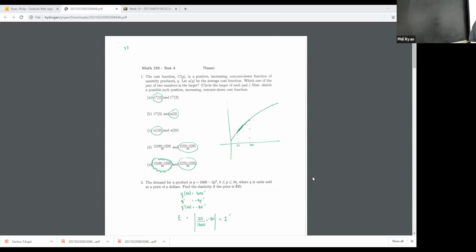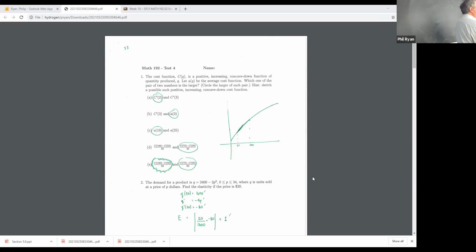Okay, so this was the test that we did so long ago now. So the first one, we were talking about a cost function that was positive, increasing, and concave down. So it looks something like this.